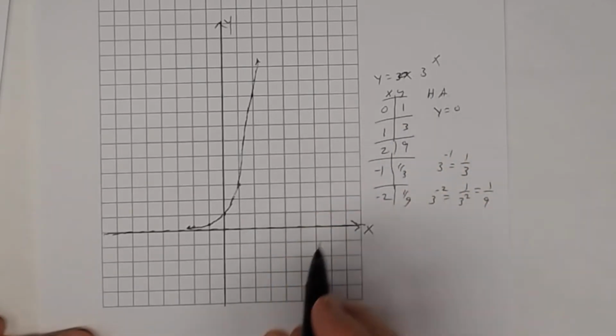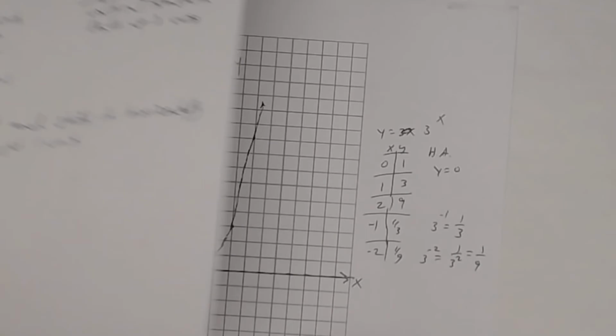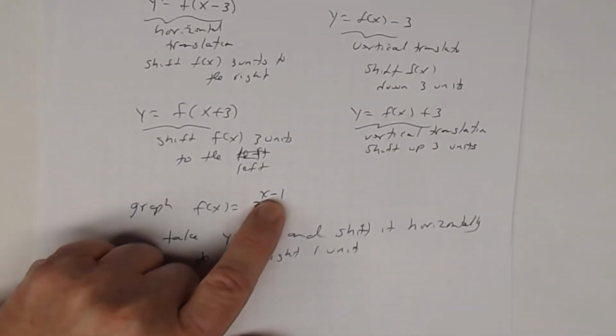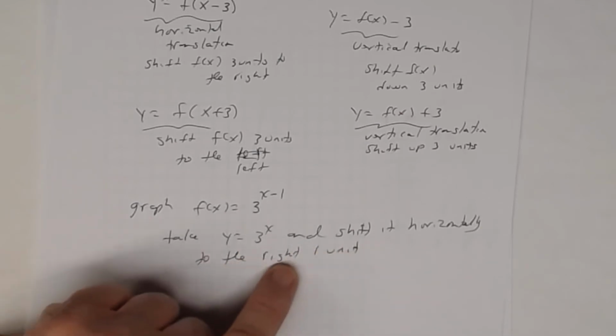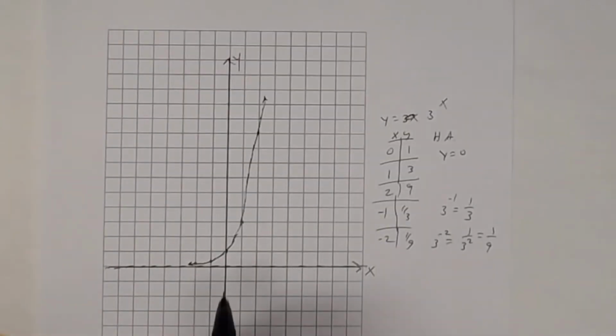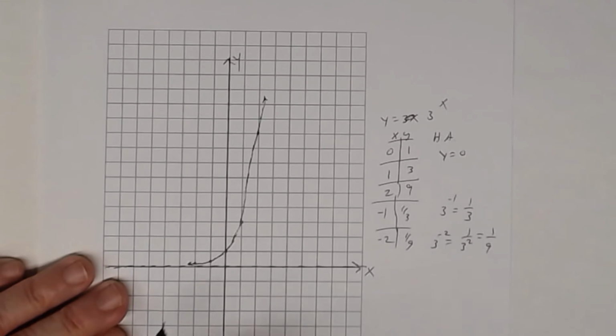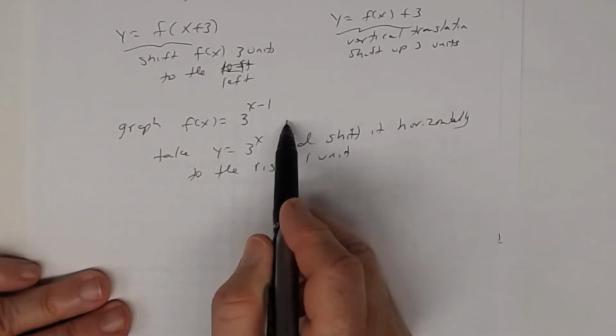All right, now what I'm going to do now is graph this. So to graph this, I've got to take the parent function and shift it horizontally to the right 1 unit. So every point, I'm going to shift to the right 1 unit. And I want you to notice that there's no number here, right?